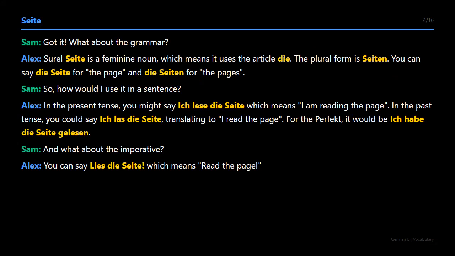In the present tense, you might say, Ich lese die Seite, which means I am reading the page. In the past tense, you could say, Ich las die Seite, translating to I read the page. For the perfect, it would be, Ich habe die Seite gelesen. And what about the imperative? You can say, Lies die Seite, which means read the page. That's a lot to remember.